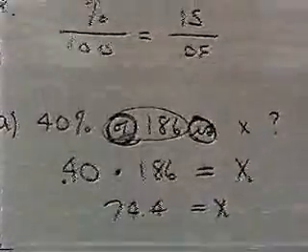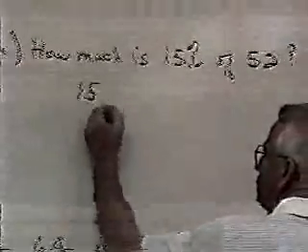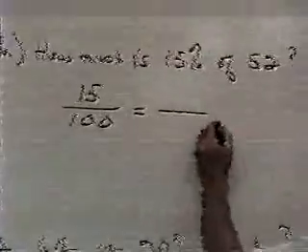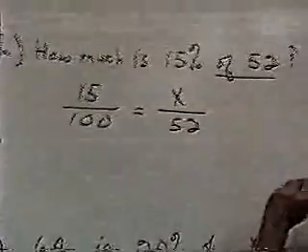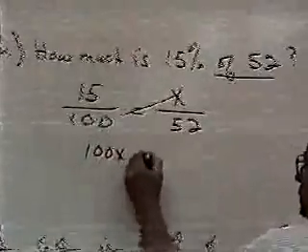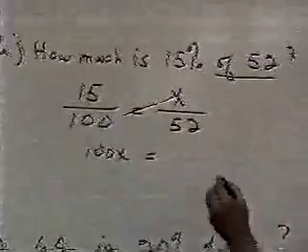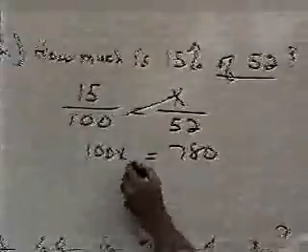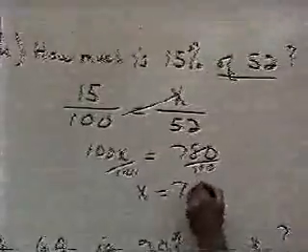Okay, let's go to the next one, the B part of number 4. How much is 15% of 52? Okay, well, let's see. That means the 15 goes over the 100, percent over the 100. The word is, how much is, so that's going to be there. And the word of is 52. Okay, cross multiplying, 100x. Cross multiplying here, we get, what, 780? So now dividing by 100, we get x is equal to 7.8.